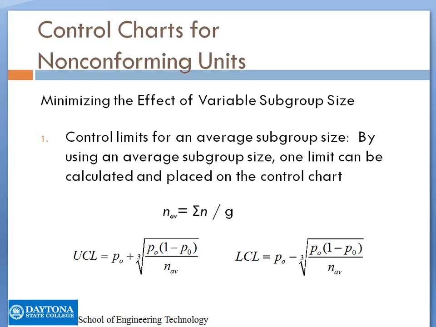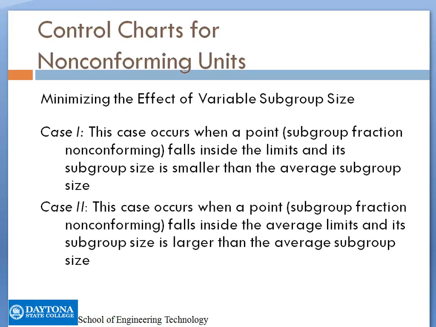Now, when an average subgroup size is used, there are 4 situations that occur between the control limit and the individual fraction nonconforming value. The first one is case number 1. This case occurs when a point falls inside the limits and its subgroup size is smaller than the average subgroup size. In this case, control limits are not needed.